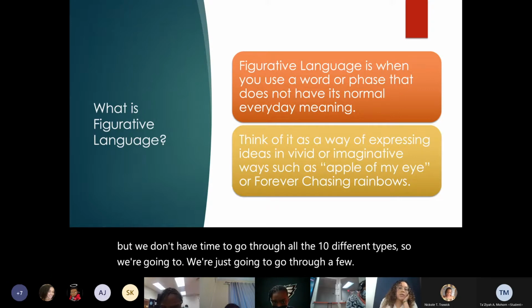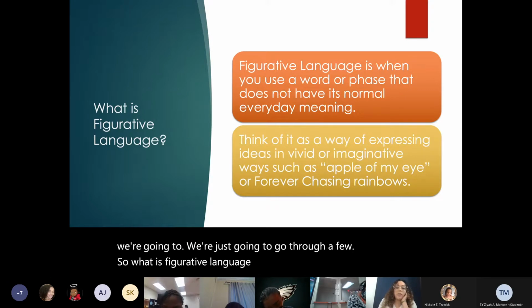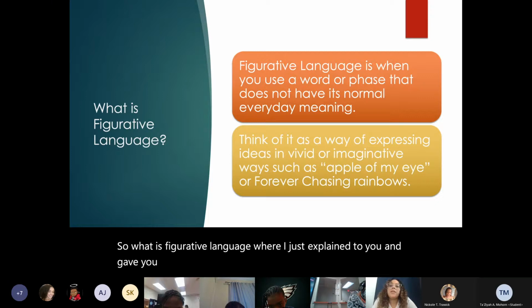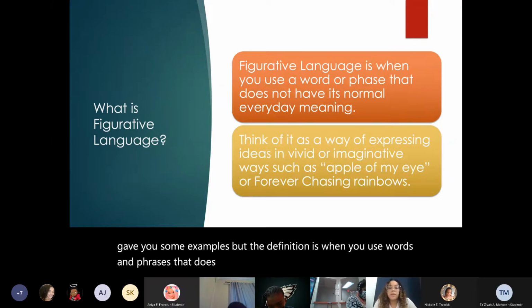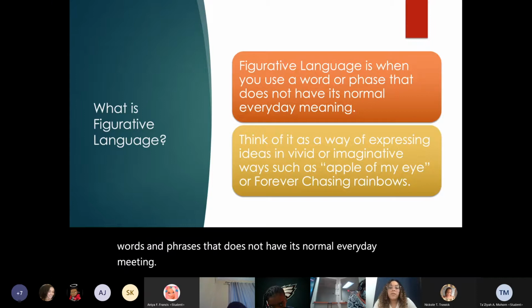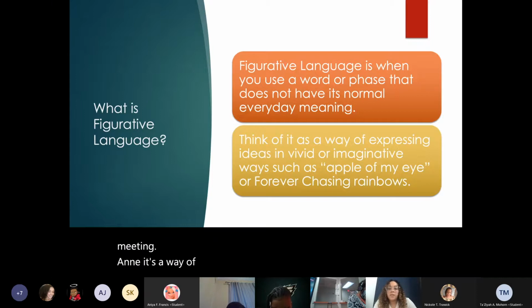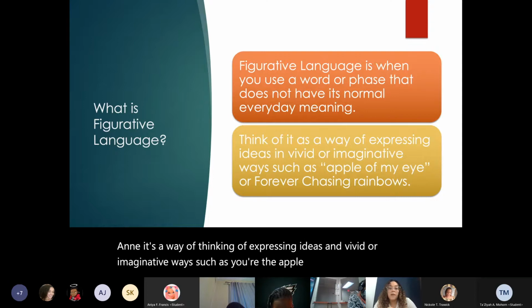So, what is figurative language? Well, I just explained to you and gave you some examples, but the definition is when you use words and phrases that do not have their normal everyday meaning. It's a way of thinking of expressing ideas in vivid or imaginative ways, such as "You're the apple of my eye" or "Forever chasing the rainbow."